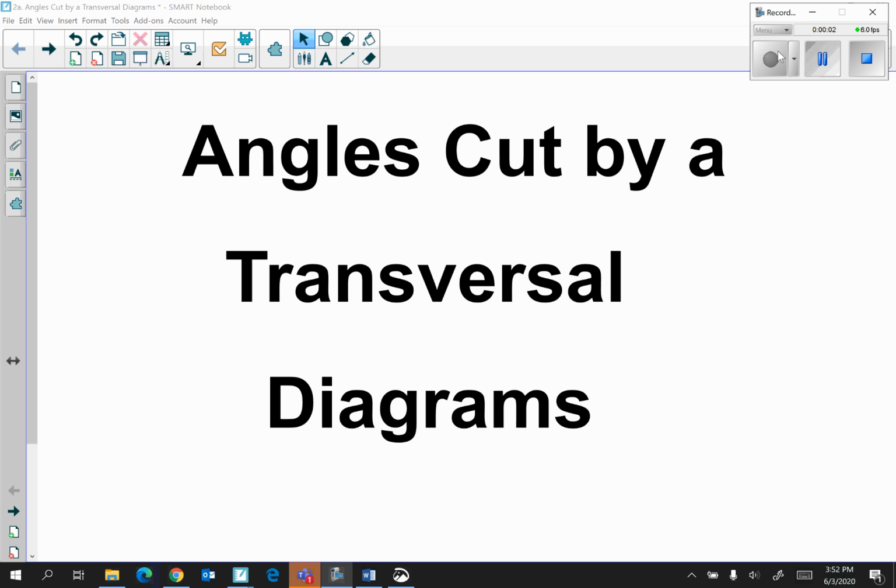Hi everyone, welcome to Angles Cut by a Transversal diagrams. We're going to take a look at a few different diagrams and apply the definitions of corresponding angles, same side interior angles, alternate interior angles.